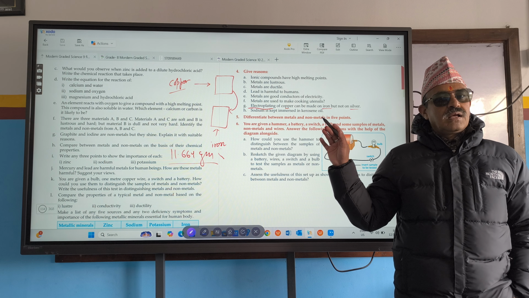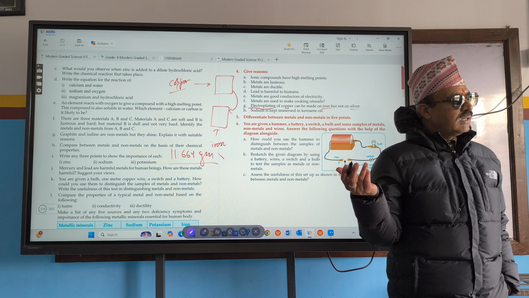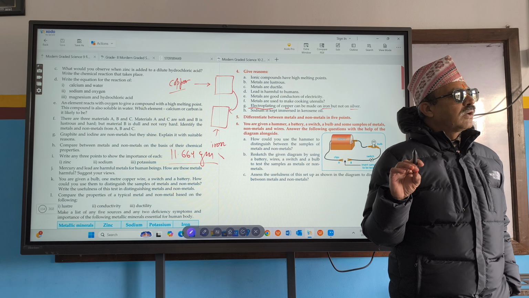What did you mention? Sorry. Iron is more reactive than copper, silver is less reactive than copper.